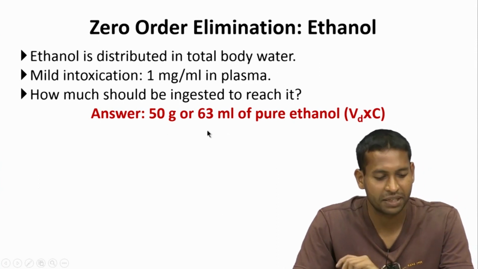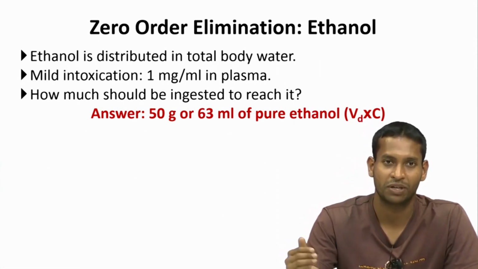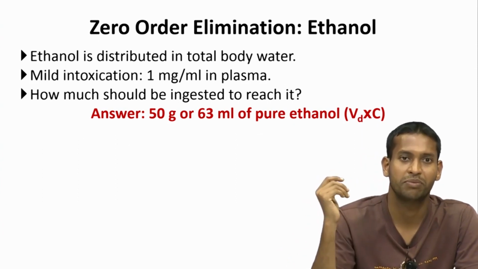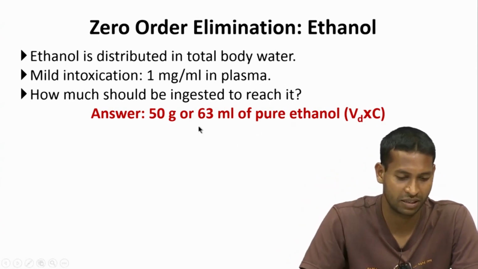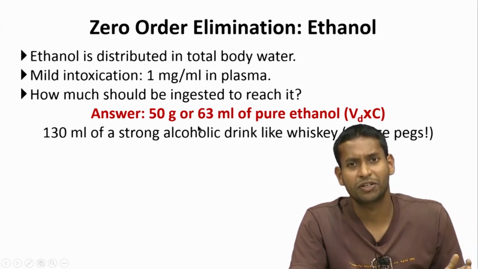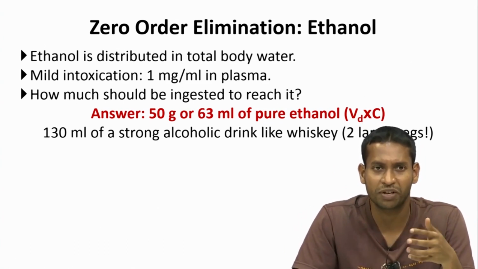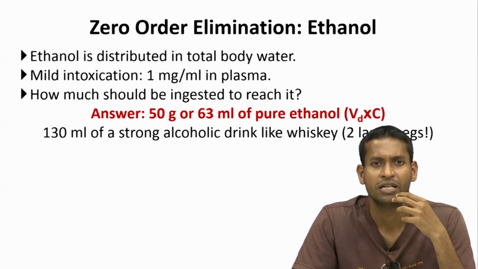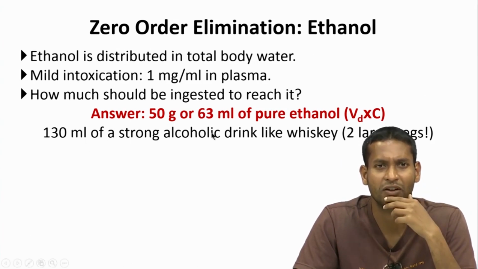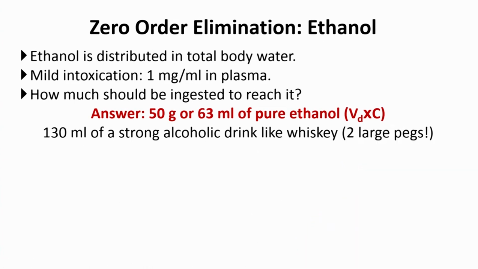So let us say a person does consume about 63 ml of pure ethanol, and immediately builds up the plasma concentration to be about 1 mg per ml. Then what is the next thing that is going to happen? Technically, we are talking about strong alcoholic drinks like rums and whiskies, which have about 40 to 50% ethanol concentration. So we are really talking about 130 ml of strong alcoholic drink. It's not too high of a thing, people do not drink that much. So it easily can be built up to that amount.